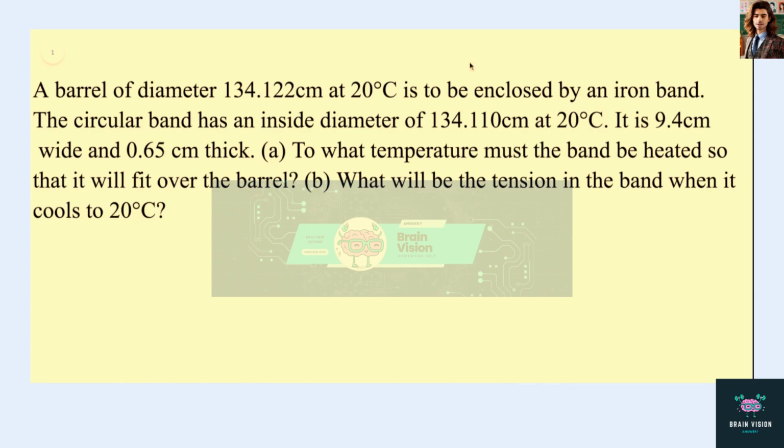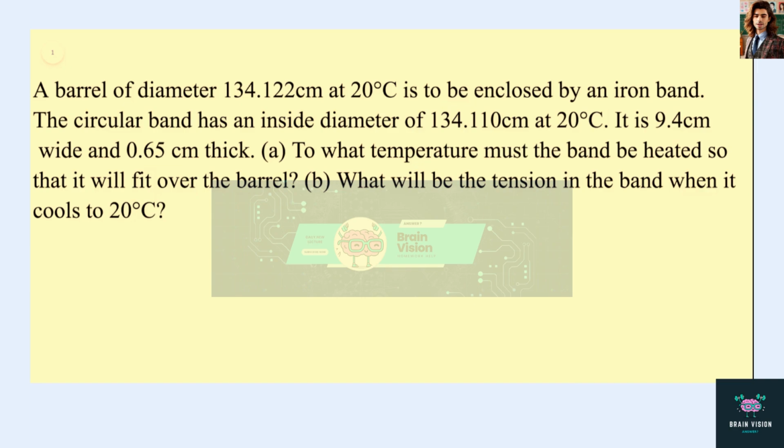A barrel of diameter 134.122 centimeters at 20 degrees is to be enclosed by an iron band. The circular band has an inside diameter of 134.11 centimeters at 20 degrees. It is 9.5 centimeters wide and 0.65 centimeters thick. To what temperature must the band be heated so that it will fit over the barrel? What will the tension in the band be when it cools to 20 degrees Celsius?